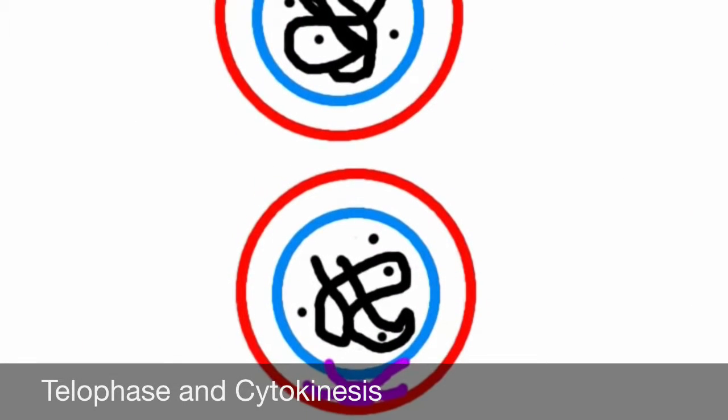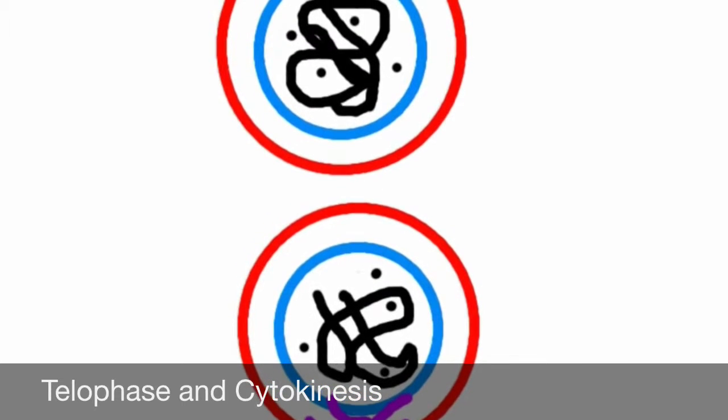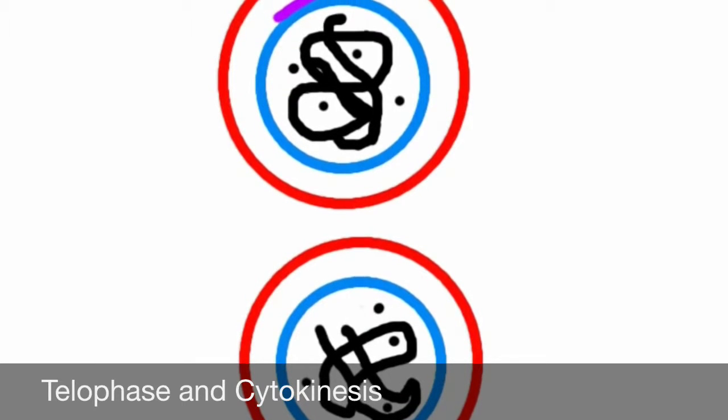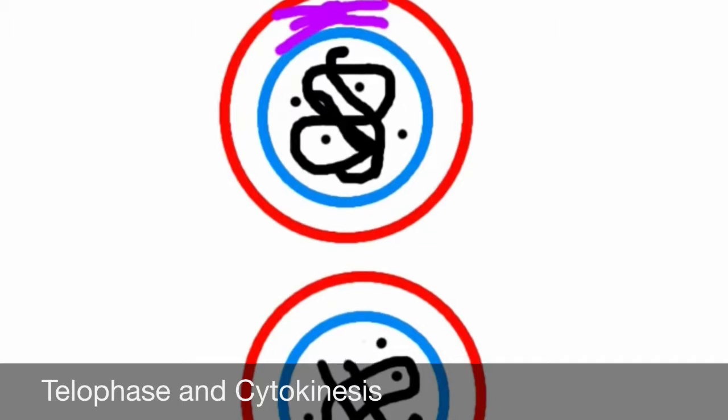Lastly is telophase. This is where the nuclear membrane is formed around each new group of chromosomes. Cytokinesis is also performed, and this is when the cytoplasm divides into two daughter cells.